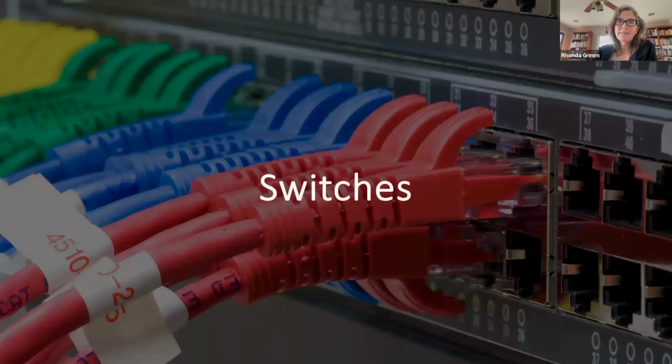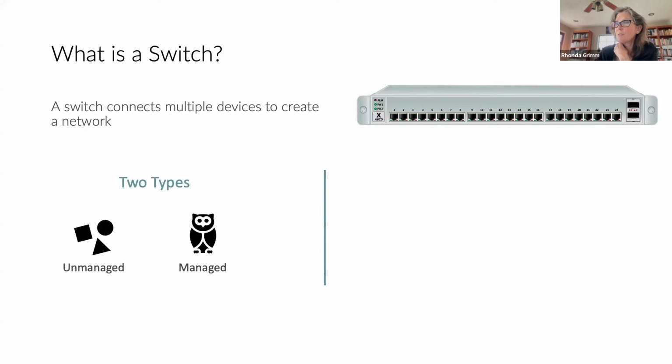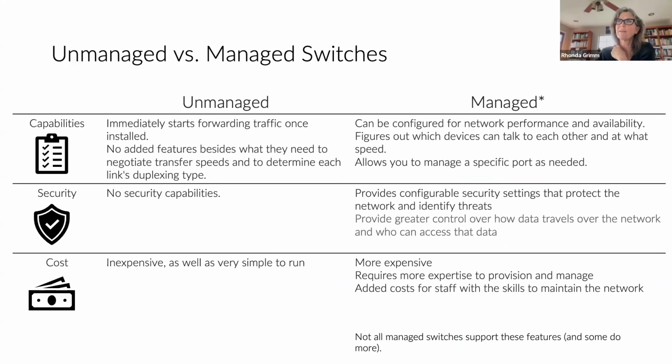So then you've got switches. Again, we talked about a switch. It connects multiple devices on the network together to create a network so the devices can talk to each other. And there's two types. There's the unmanaged and there's the managed. And you can imagine they differ in capabilities, security, and cost. So just a quick overview of the managed versus unmanaged switches.